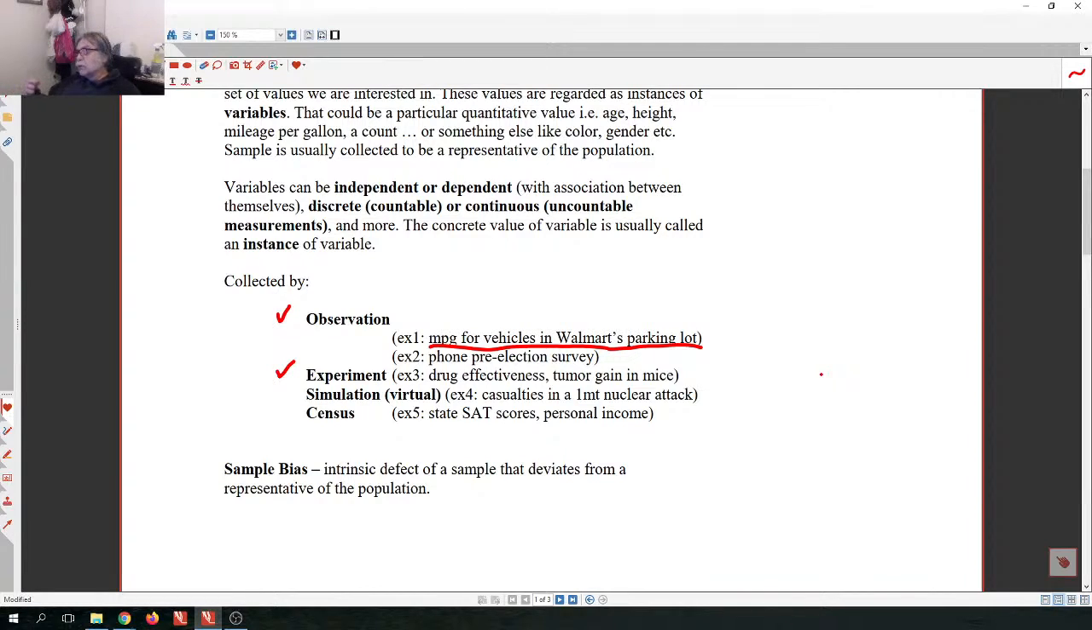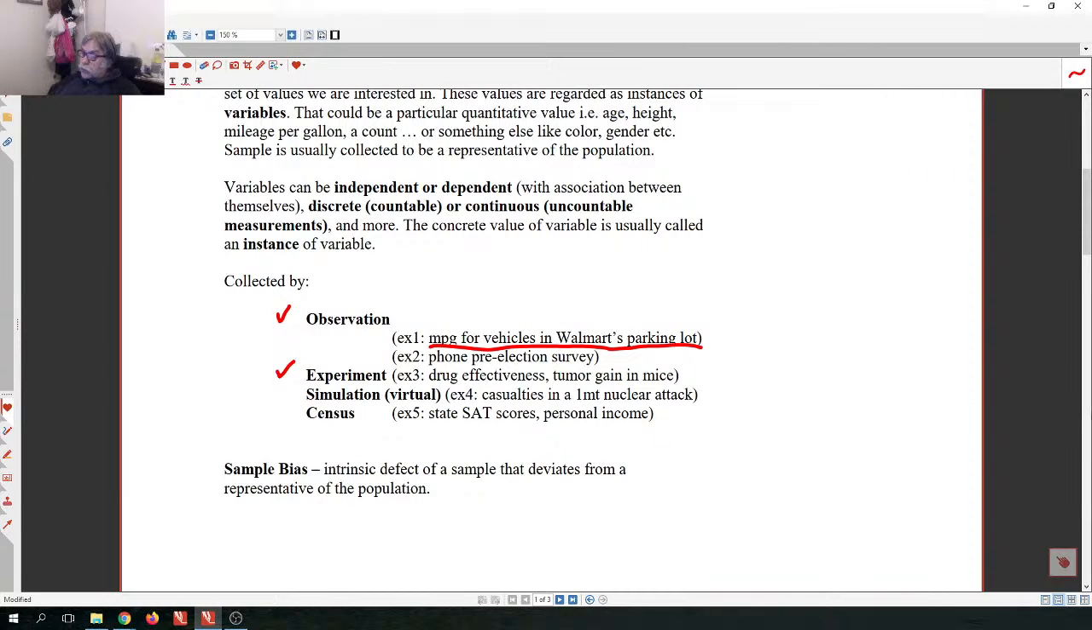We probably want to compare, but the difference between experiment and observation is that in the case of an experiment, the one who collects the data, supposedly us, would have a direct impact on the values that we are collecting.